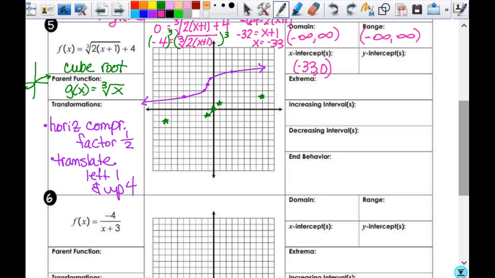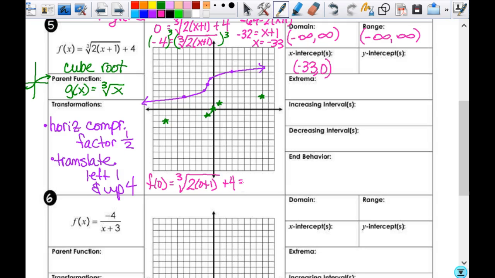But just like for the x-intercept, the x-intercept is the x value when y is 0. So the y-intercept is the y value when x is 0. So we want to do f of 0. So that's the cube root of 2 times 0 plus 1, and then plus 4 out here.